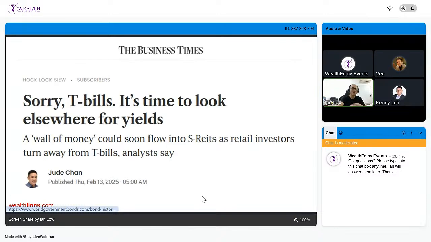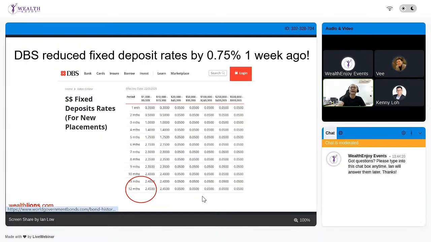And this is not only for me. Straits Times, Business Times author Jude Chan said on February 13, sorry T-bills, it's time to look elsewhere for you. All right. So for him, it's okay. Fixed deposit is not okay.